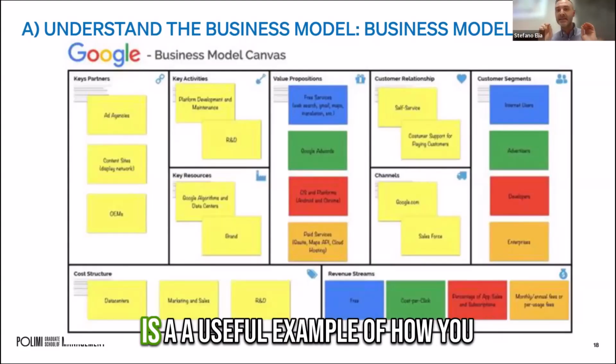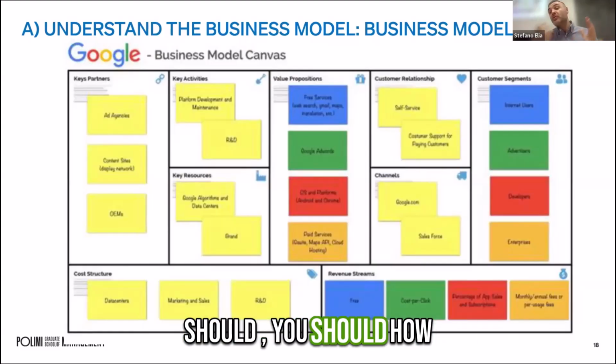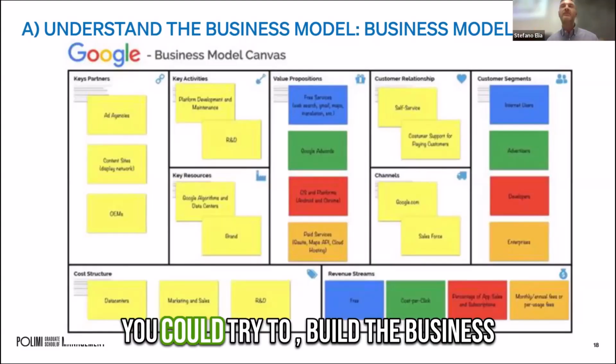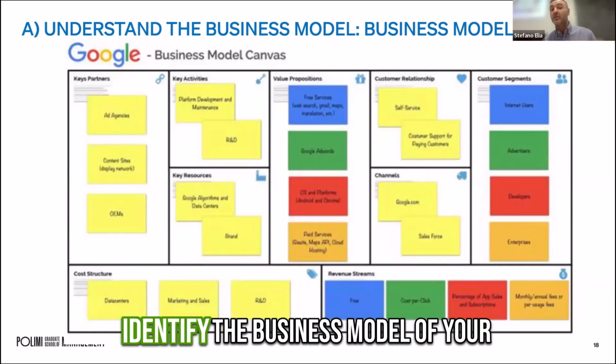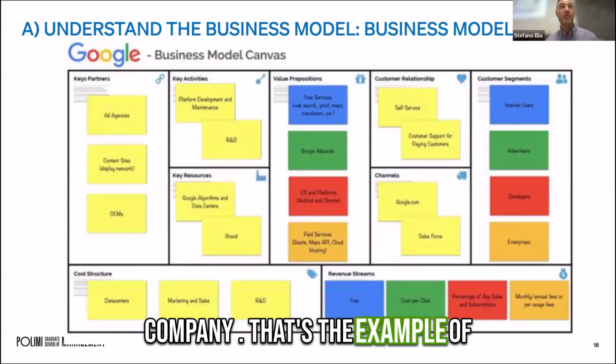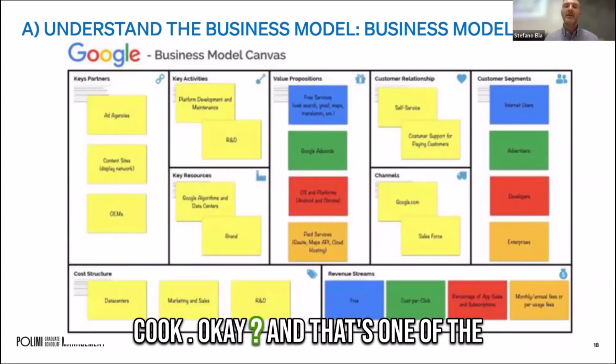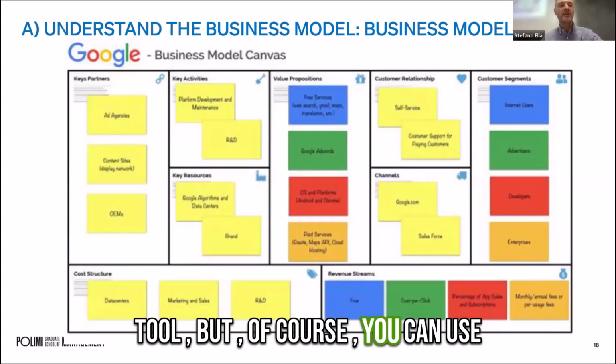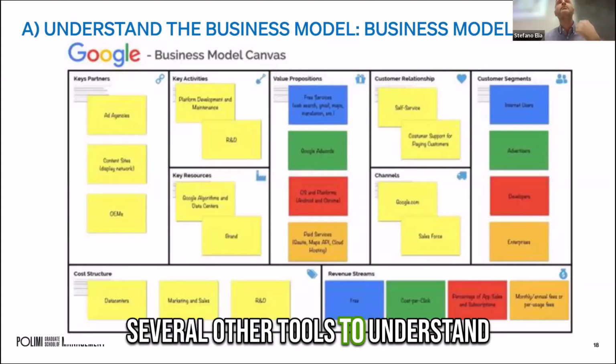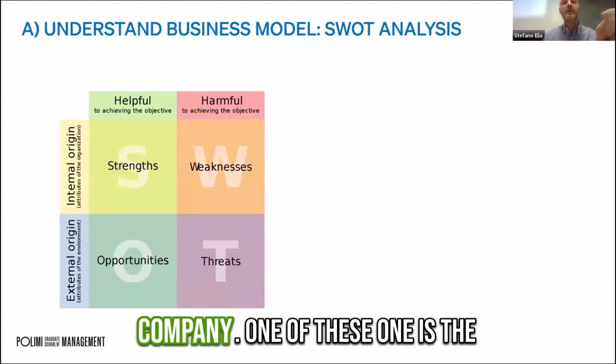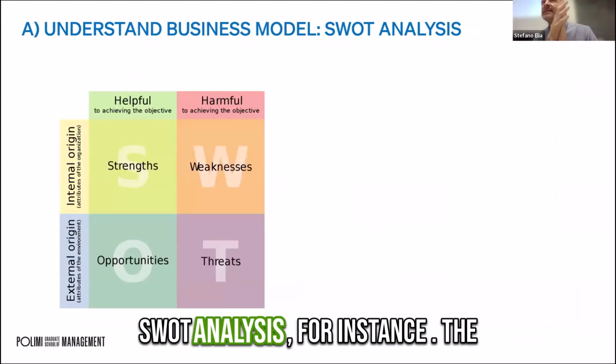But this is a useful example of how you could build the business model canvas that allows you to identify the business model of your company. That's the example of Google. And that's one of the tools, but of course you can use several other tools to understand the business model of your company. One of these is the SWOT analysis, for instance.